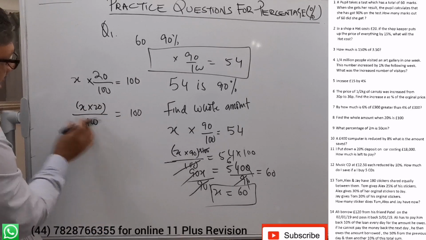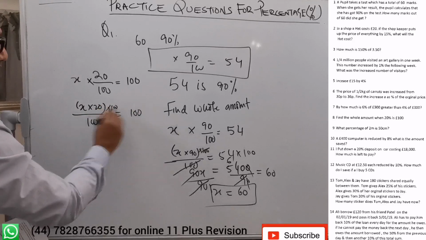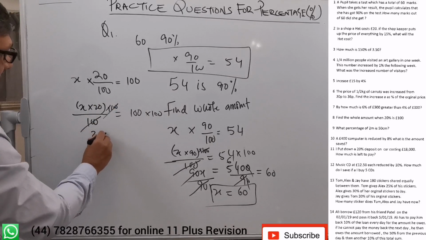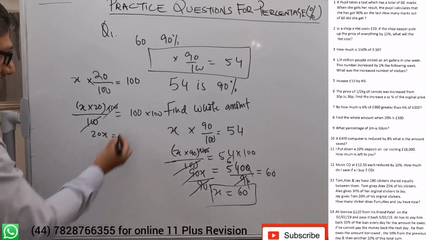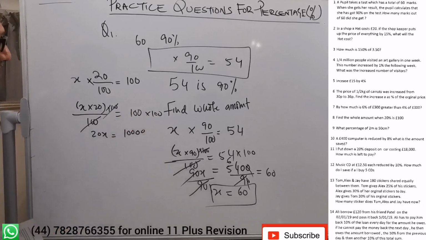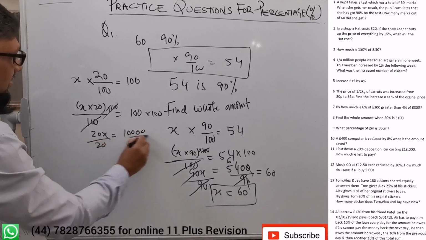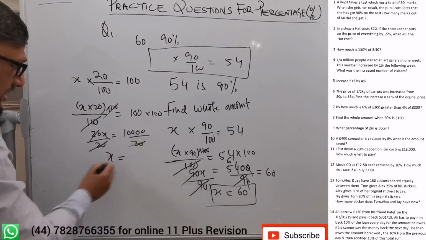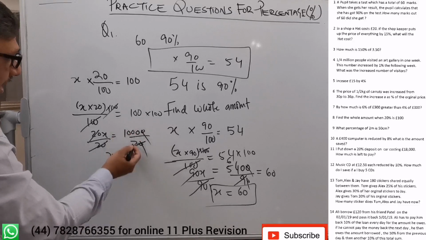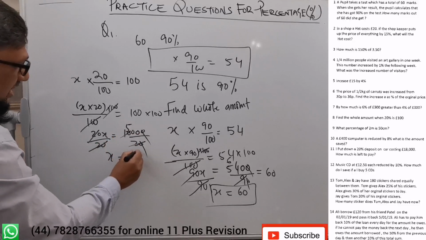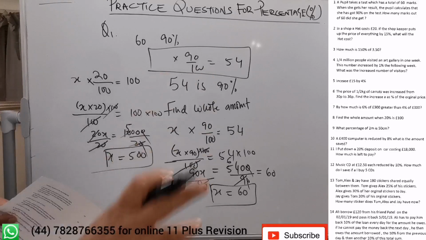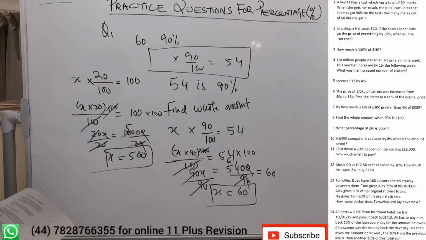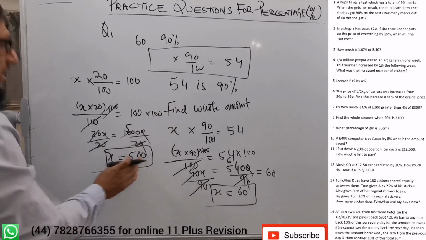I need to remove this 100 first, so multiply by 100 on both sides to get rid of it. It means 20x equals 100 times 100, which is 10,000. Divide by 20 on both sides, so x equals 10,000 over 20. The 0 cancels this 0, and 2 times 5 is 10, so x equals 500. So 20% is 100 pounds, which means 100% will be 500.